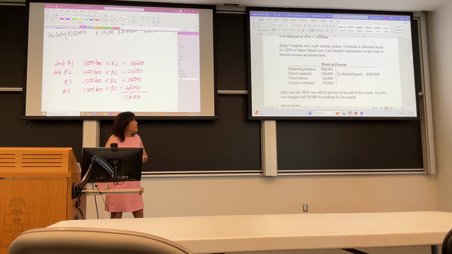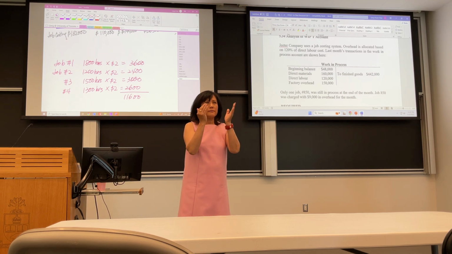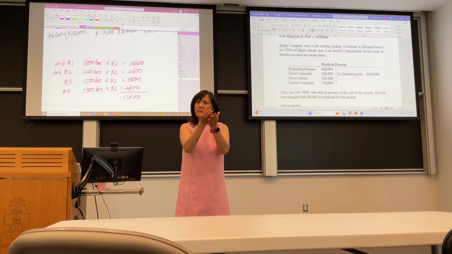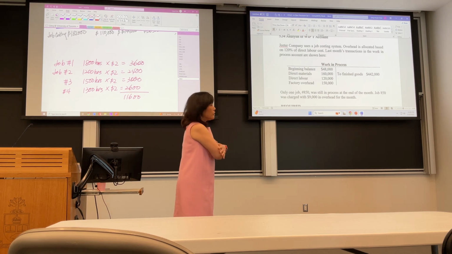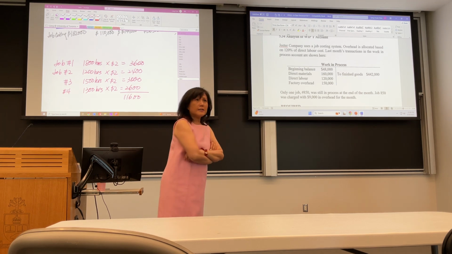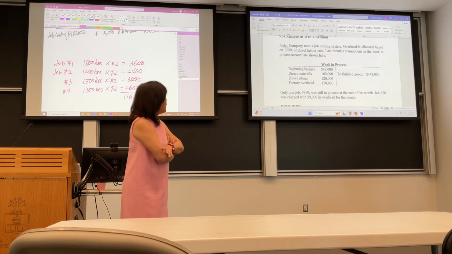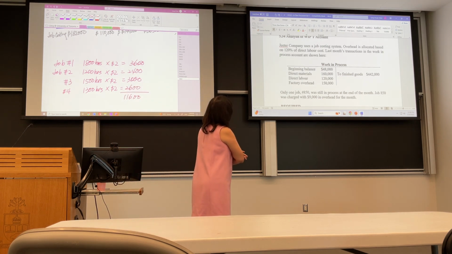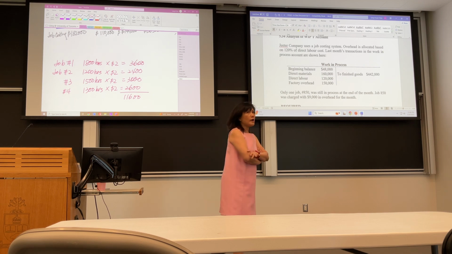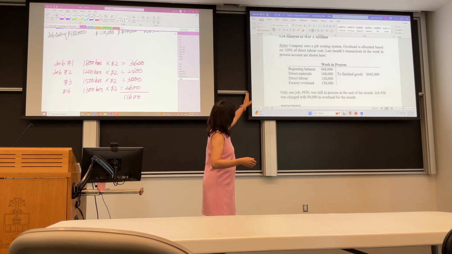This one. Jeter Company. This is to look at the relation between direct material, direct labor, and overhead. Earlier I was telling you this, you have to know it. So Jeter Company uses job costing, meaning what? Every single job they do is different. They allocate based on 120% of direct labor cost. So you charge $1 direct labor, you charge $1.20 overhead. This is what they try to tell you: 1.2 times, or 120%.